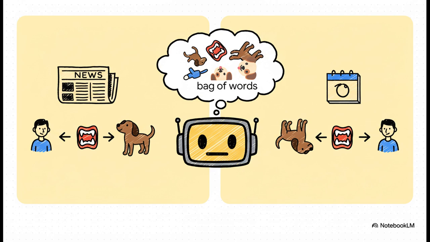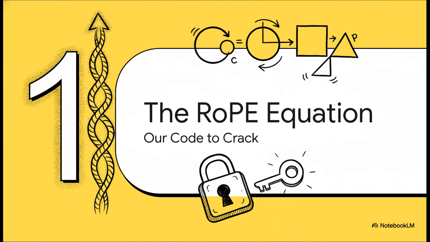But to a computer, these are just a pile of tokens. Without a sense of sequence, they're basically the same thing. The AI has to learn order from scratch. So how do they do it? Well, one of the most popular ways is this super clever mathematical trick called rotary position embedding. We're just going to call it RoPE.